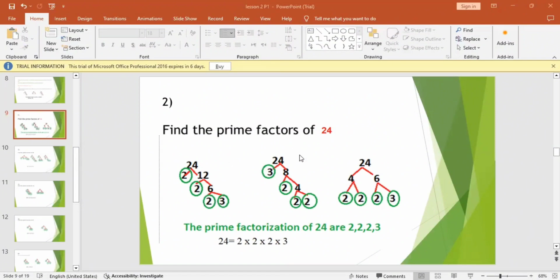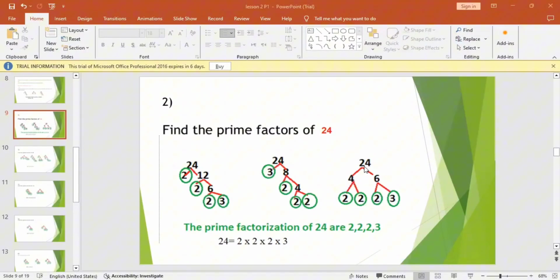Can I get it by another method? Yes, of course. I can get it by multiplying 3 by 8. 3 is a prime number. Let's take 8. I can get 8 by 2 by 4. 2 is a prime number. Let's take 4. I can get it by multiplying 2 by 2. The same answer: 2, 2, 2 times 3.